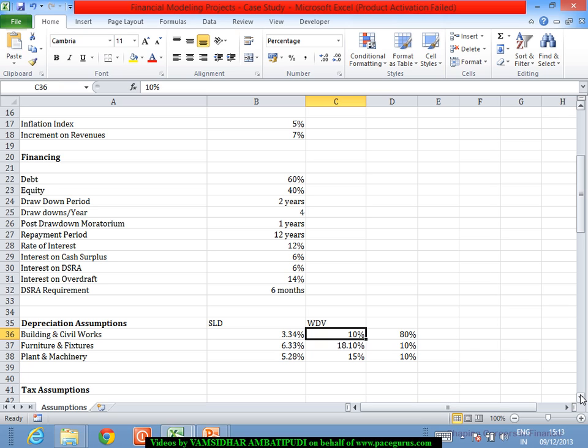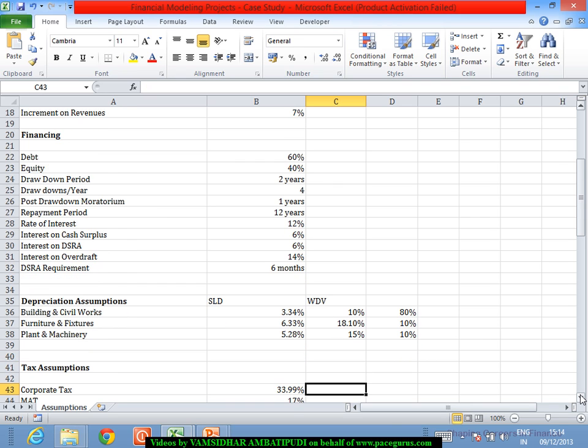We need to use both of them, especially while presenting a financial model. We'll be using the straight line depreciation, but for computing the tax, we'll be using the written down value method. So both of them are definitely required for building the financial model.